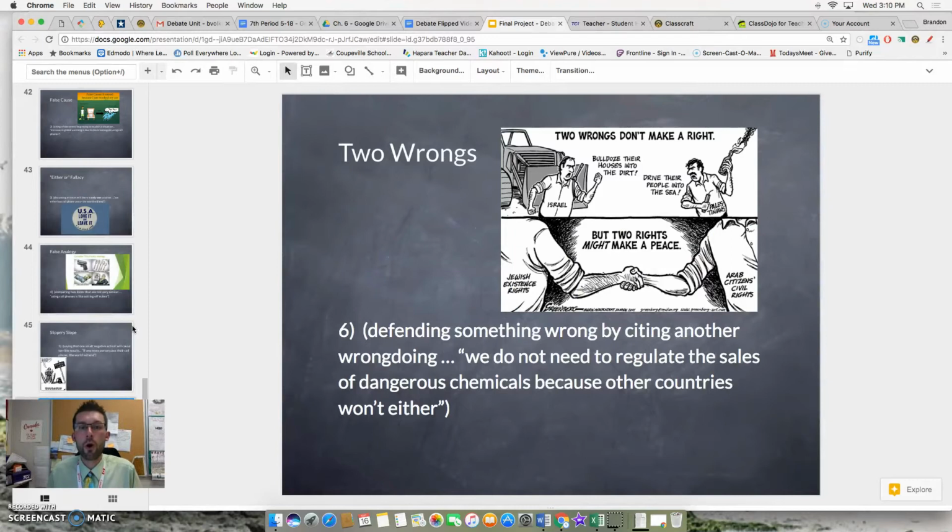Next one's called two wrongs fallacy. This is defending something wrong by citing another wrongdoing. You might have someone say that we don't need to regulate the sales of dangerous chemicals because other countries don't either. So we should do something bad because other people are doing something bad too. So if you think about slavery, and that's coming up to my mind, back in the 1800s, everyone else is doing slavery, we should do slavery.